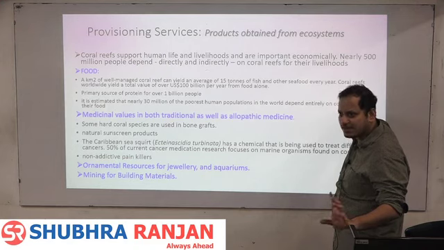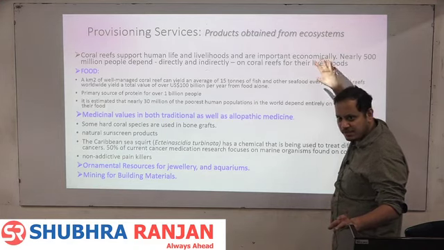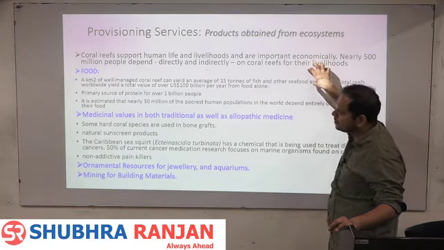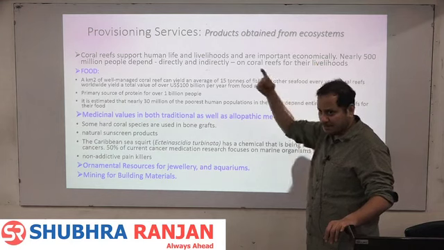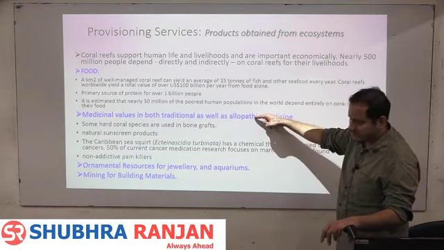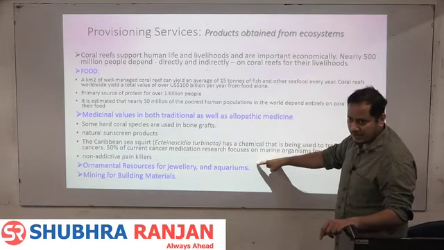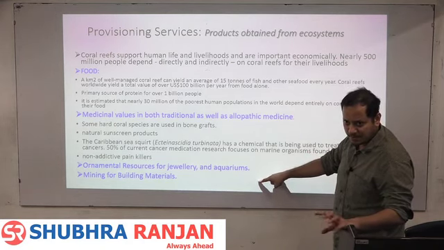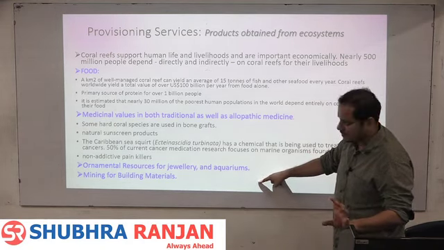Fine, for GS this is not so necessary. You should mention the factual data here. How many people? 50 million people directly or indirectly depend upon the corals. Example, food, first provisioning services. Second, medicines. Third, jewelry. Fourth, limestones, building materials. These are the 4 types of provisioning services.